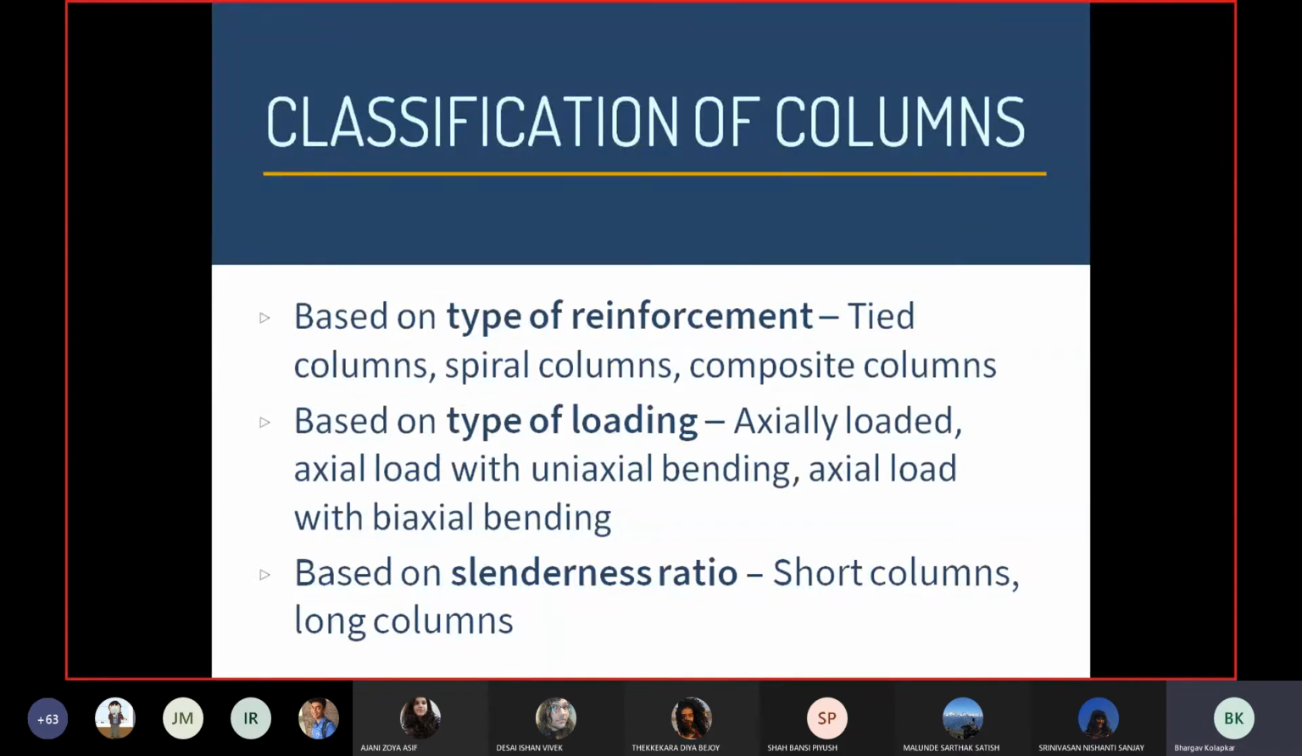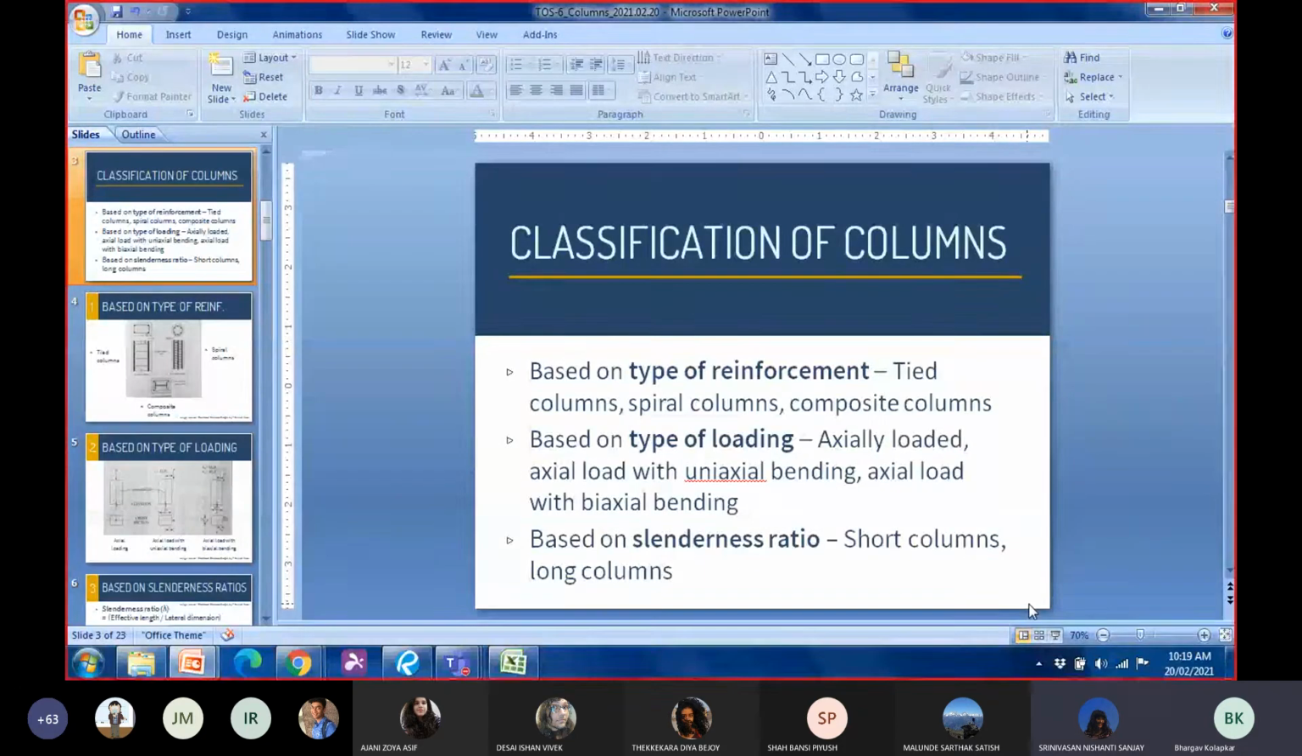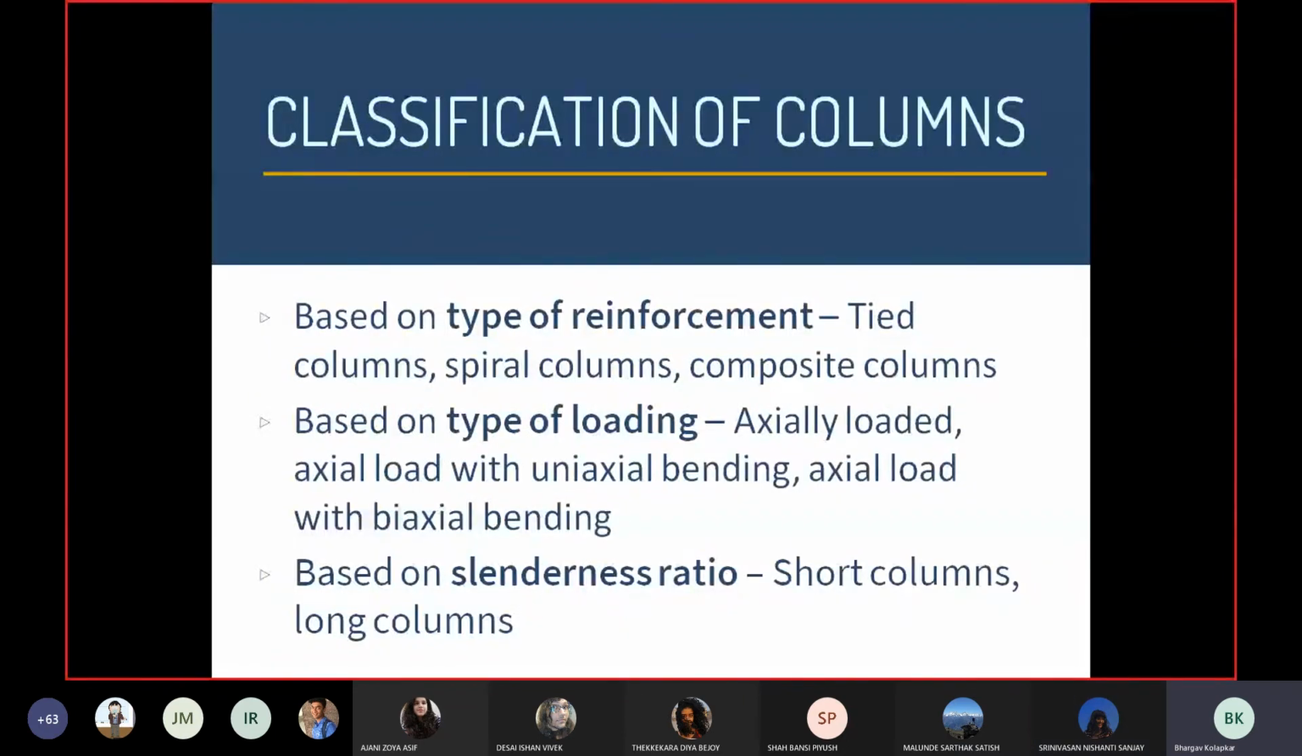Yeah, we can. Okay. So we classify columns based on either the type of reinforcement or the type of loading, or based on slenderness ratio. Based on type of loading, a column can be either axially loaded. So an example of an axially loaded column, a purely axially loaded column, can be an interior column in a building that has same span in all the directions and has the same loading as well.